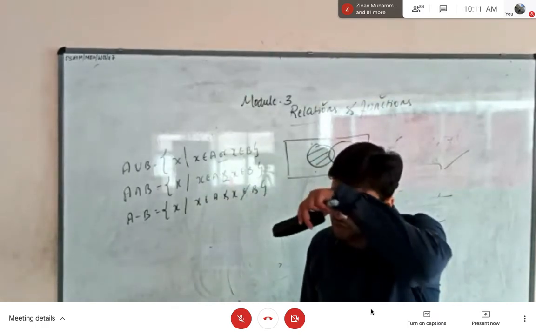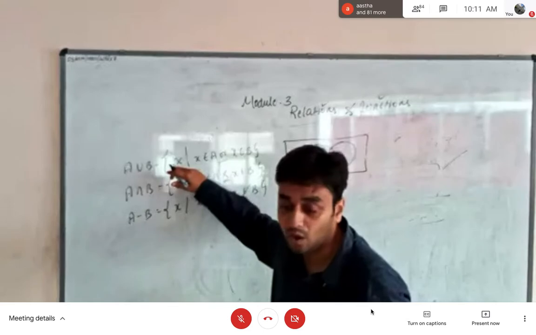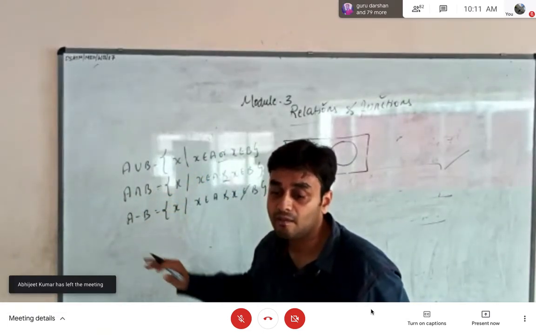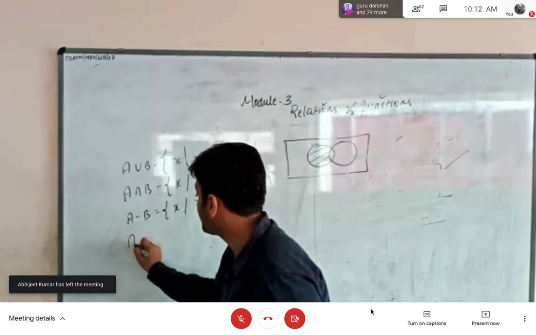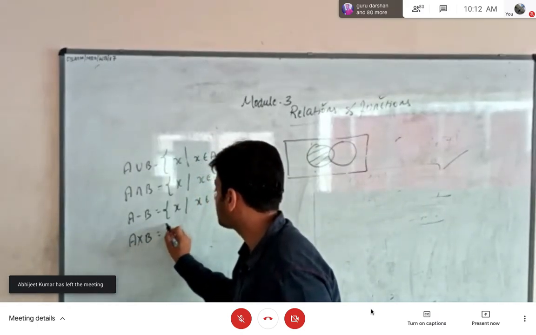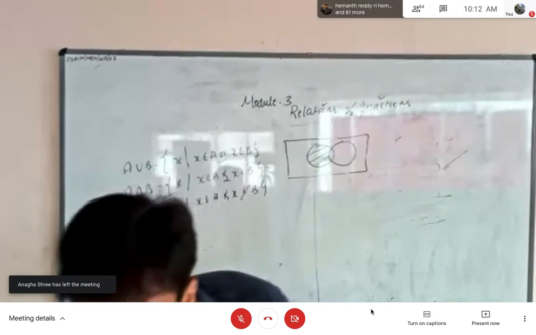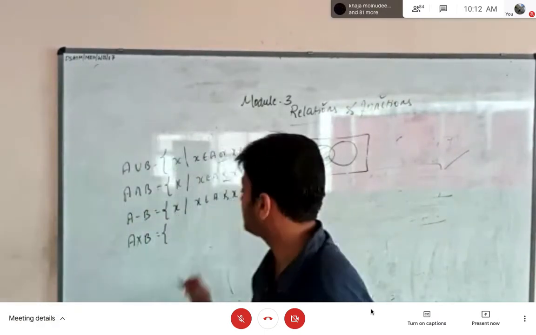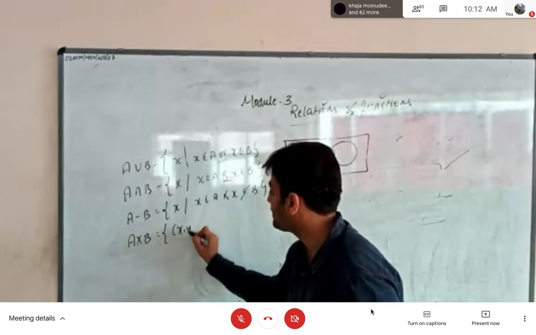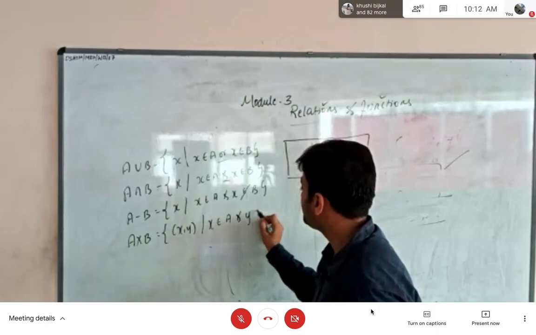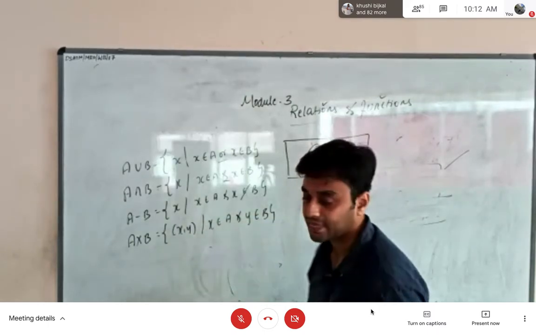Okay. So now you have understood what is A union B, how to write it mathematically, what is A intersection B, and what is A minus B. One last thing I will tell you, which I have already told you, that is A cross B, the Cartesian product. So what does A cross B contain? A cross B contains the ordered pair X comma Y such that X should belong to A and Y should belong to B.